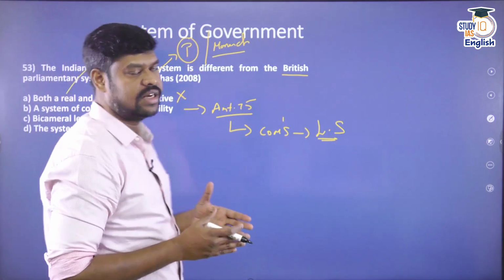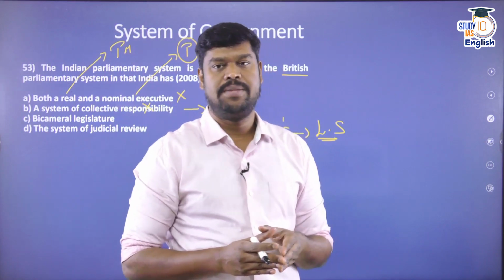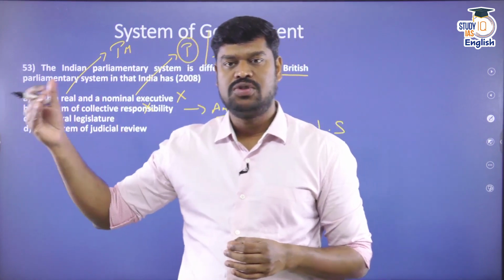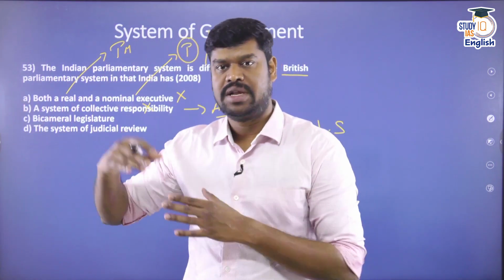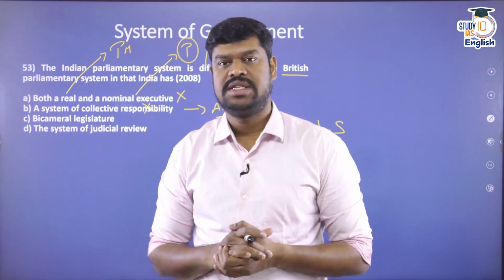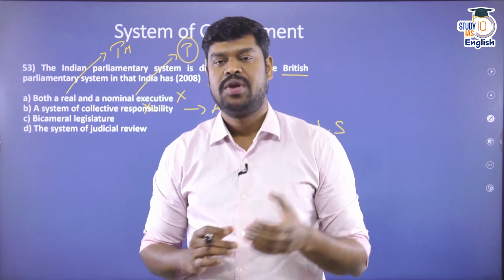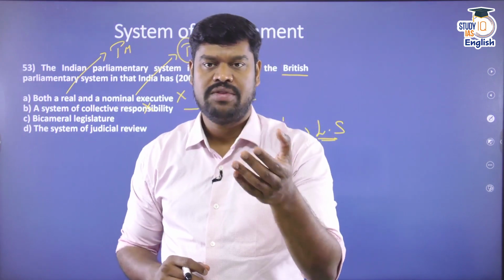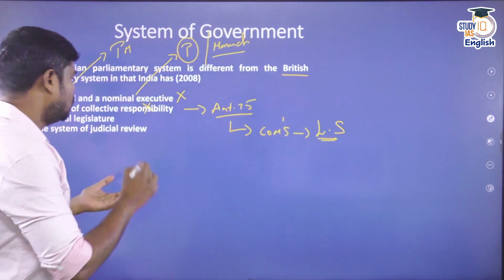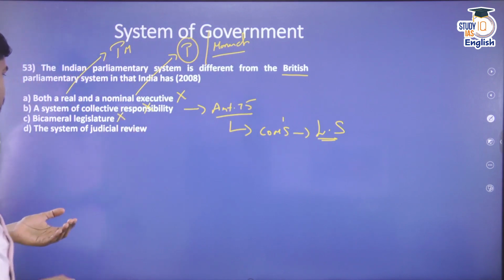Bicameral legislature, that is the existence of two houses in their parliament. In India, we have the House of the People, that is the Lok Sabha, and the Council of States, that is the Rajya Sabha. Similarly, in the UK, they have the House of Commons and the House of Lords. So this is also true. So this is also not the right answer.